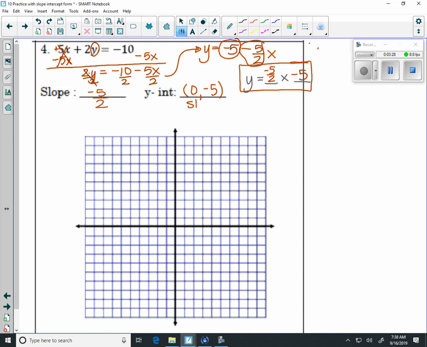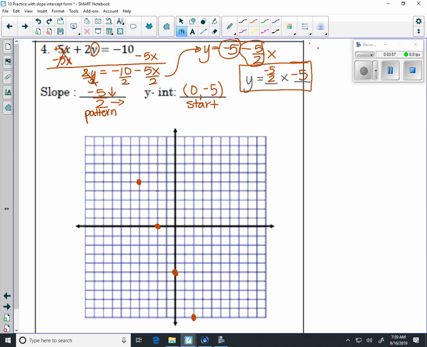We're going to start at 0, -5. Our pattern here, our slope is negative, so we're going to go down 5, right 2. That's our pattern number. And then up 5, left 2 to finish out your pattern.